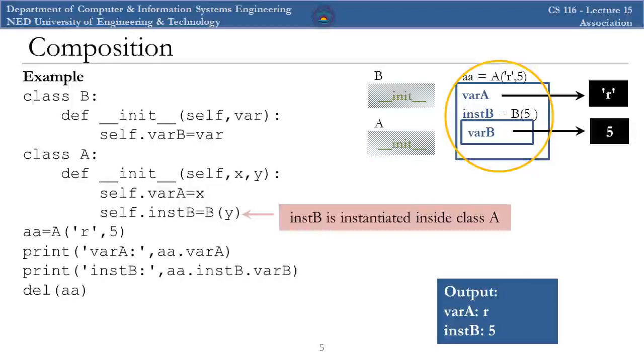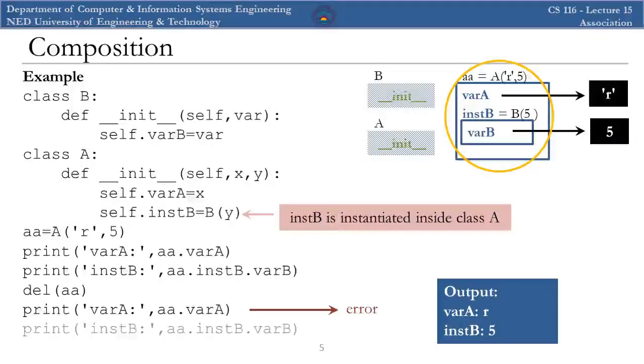But our statement will remove this particular namespace AA. So let's suppose after deleting this, I try to access variable A through AA. This statement will produce an error, right? Similarly, if I try to access variable B, I cannot access that variable B without accessing instance B, and instance B is accessed through AA. So again, this statement will also produce an error. That means variable B is also inaccessible now.